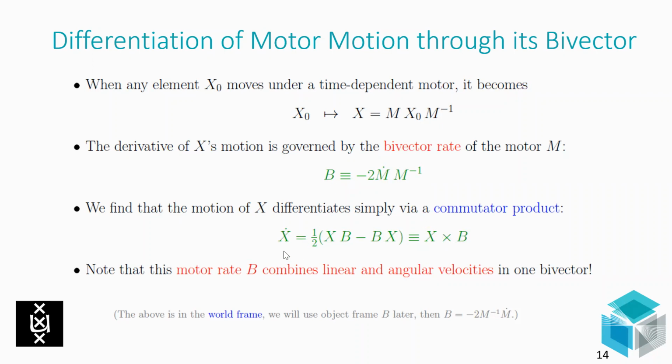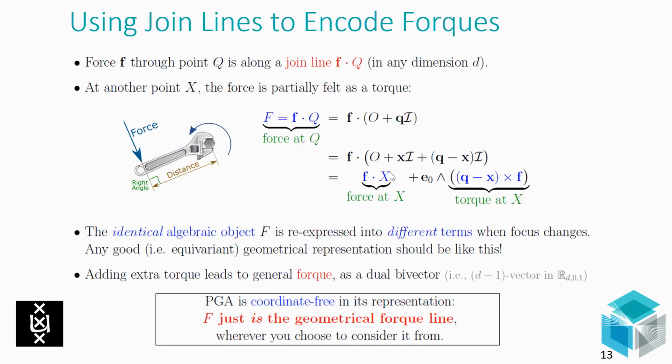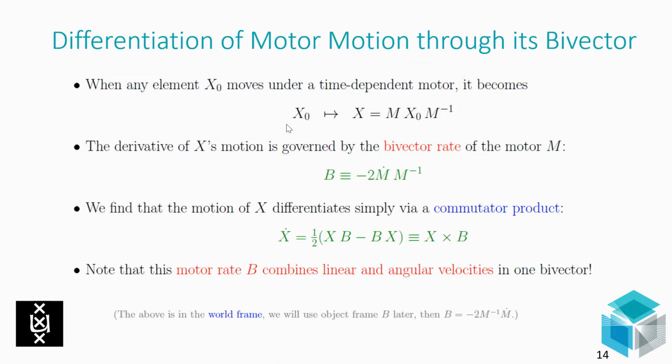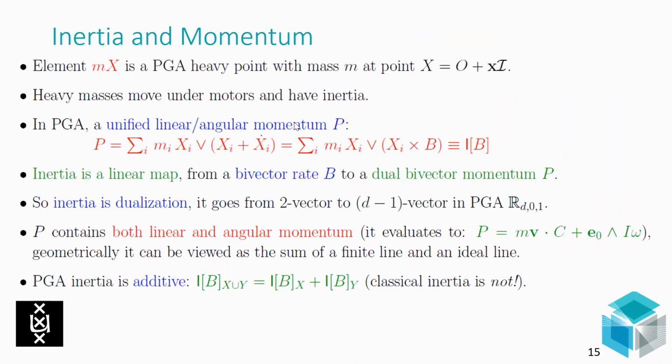This motor rate B is like a screw. It combines the linear and the angular velocities in one bivector. That's going to be very advantageous. And the reason we can do that is, again, this is the linear part, this is the angular part, but in the geometric algebra representation, the two are united in one invariant element. So we're going to specify our motion equations in terms of these invariant elements. And then, if you want to split them into linear and angular, that's your choice, but you don't have to.